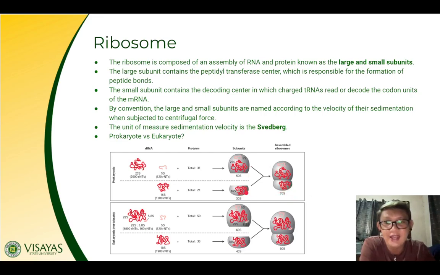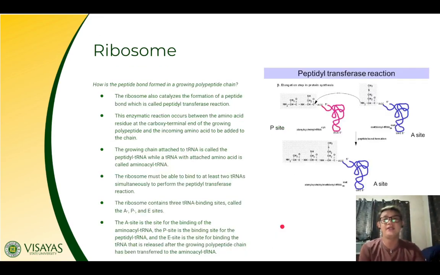So 30S small subunit and 50S large subunit in prokaryotes, but the combination is 70S because the Svedberg is not additive. Okay, the same thing with eukaryotes: 40S small subunit and 60S large subunit, a total of 80S. Okay, they are again not additive. That depends on how they will sediment during centrifugation.